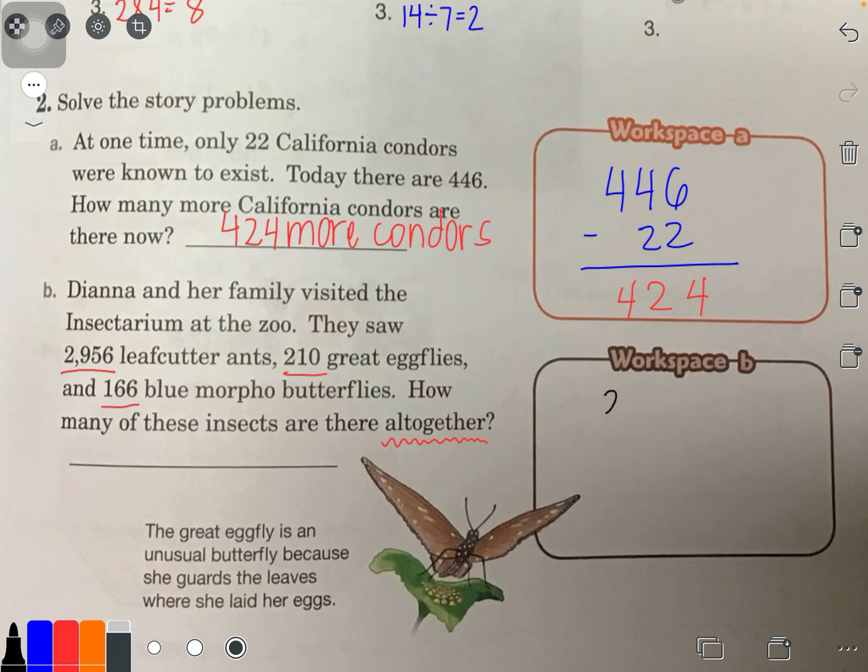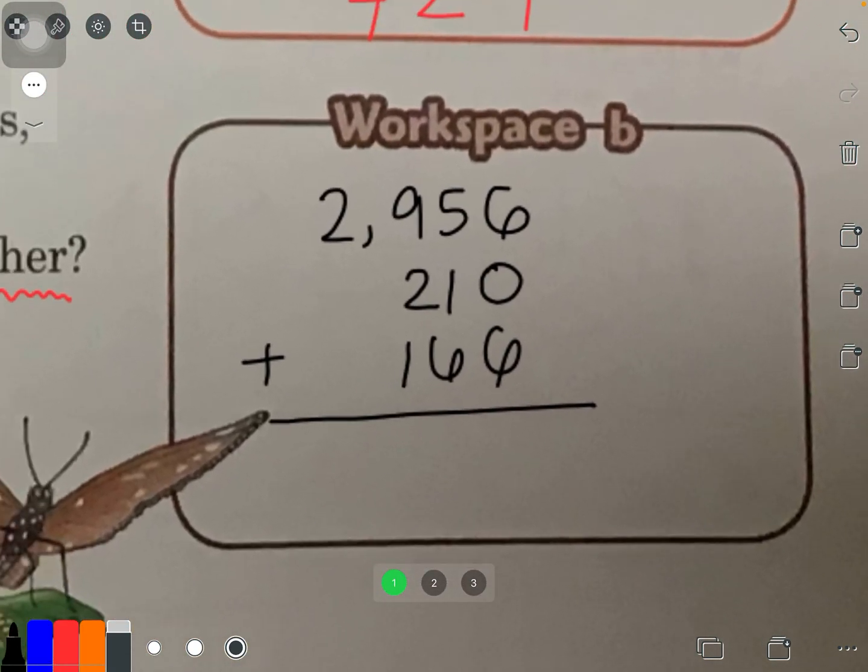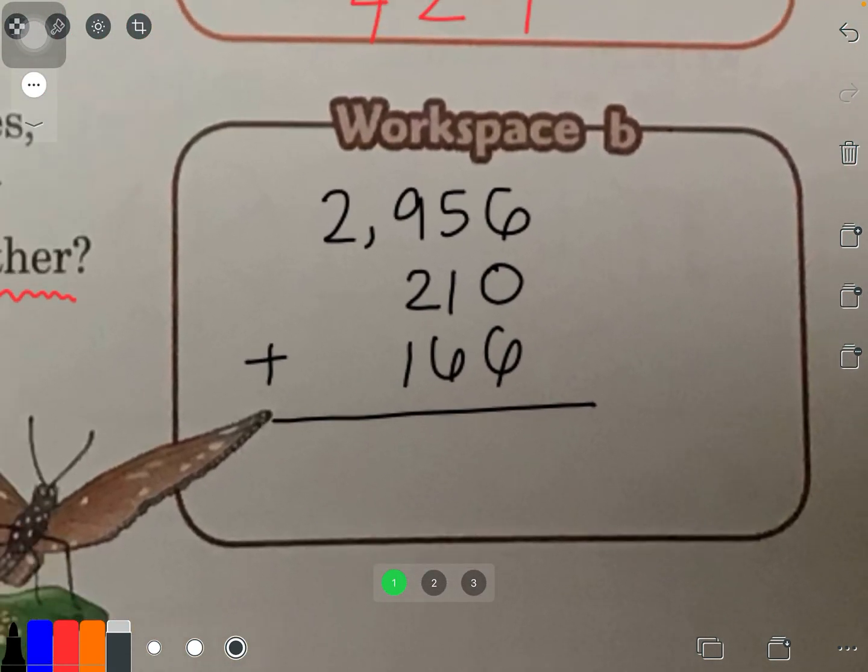So it's going to be 2,956 plus 210 plus 166 in your workspace, and you're going to write this neatly so that you can add properly. Okay, so pause the video, try this on your own, and then unpause it when you're ready for the answer to be revealed.